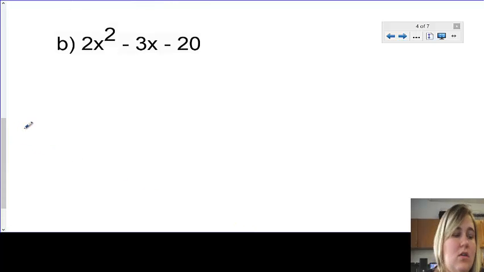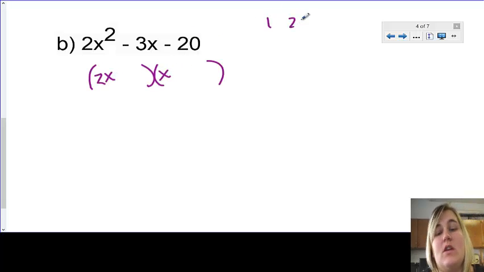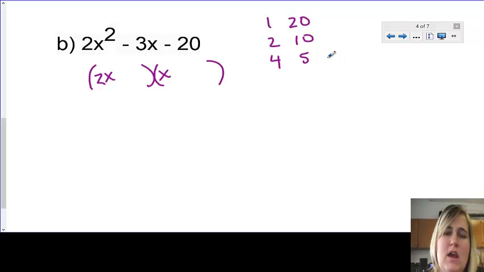Okay, on B, once again, doing the exact same thing. This one will be a little easier because there's only one way to split up this 2x squared, and that's by taking 2x and x. Things that multiply to get 20 will be 1 and 20, 2 and 10, 4 and 5. Okay, and I need something that's going to end up with a negative 3 in the middle.